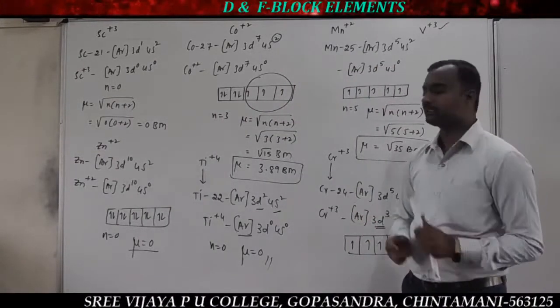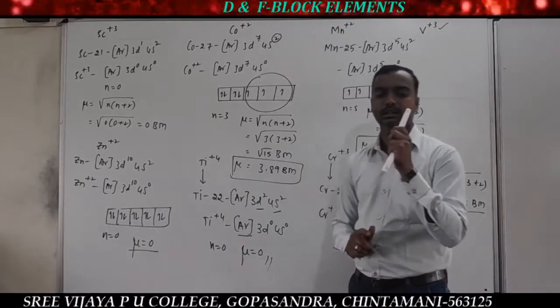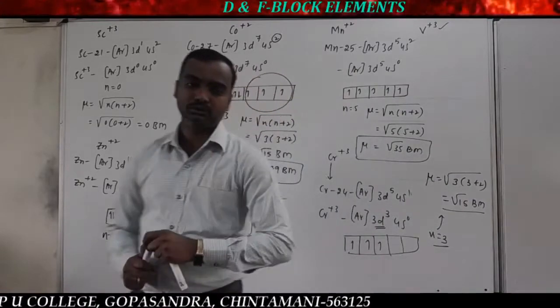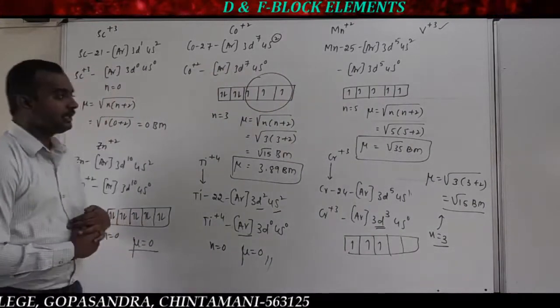So to calculate the magnetic moment, you should know the electronic configuration of the elements from atomic number 21 to 30. That is the 3d series elements. So that is one of the ways.